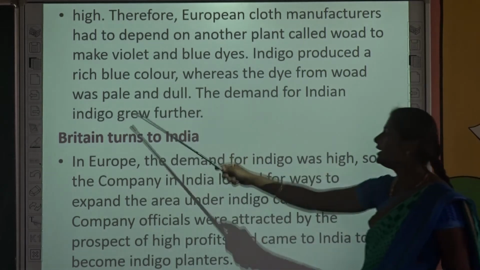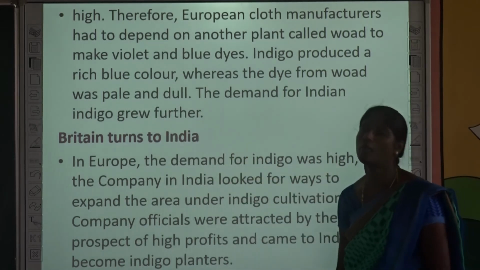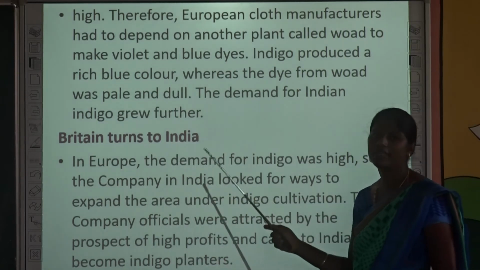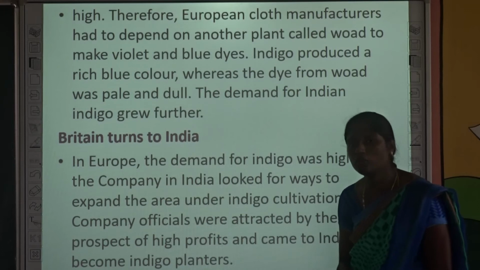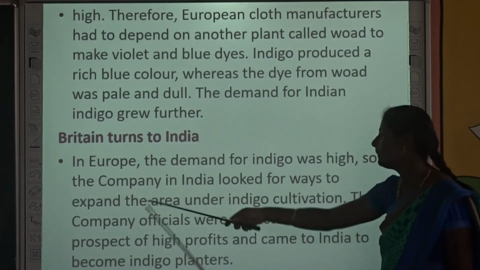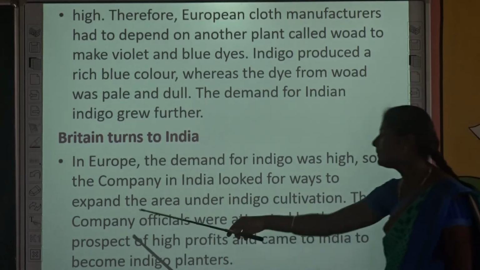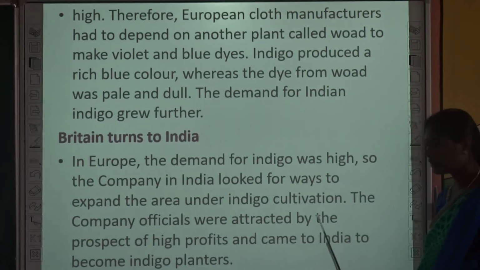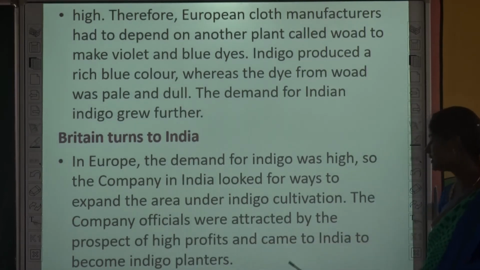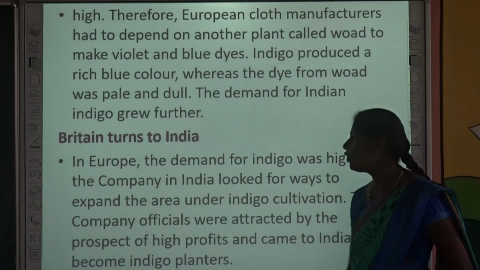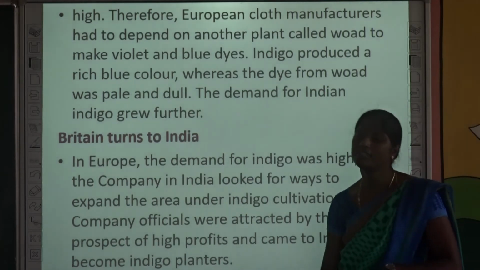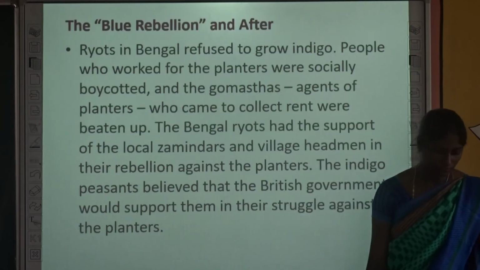The demand for Indian indigo grew further, and Britain turned to India again. In Europe, the demand for indigo was high, so the company in India looked for ways to expand the area under indigo cultivation. The company officials were attracted by the prospect of high profits and came to India to become indigo planters.